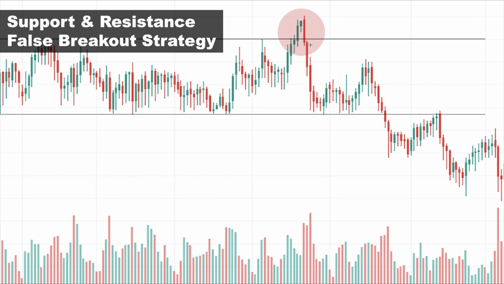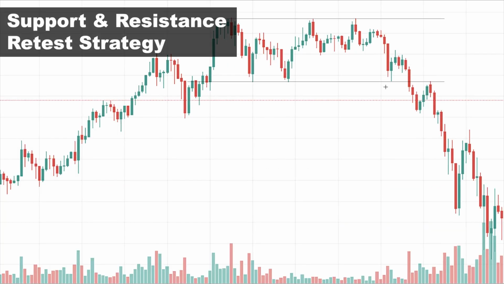So here at this point, we could enter a short position with the stop loss placed above the resistance line or above the high of this candle if we intend to give more room to the price movement. The next price action strategy is support and resistance retest strategy.